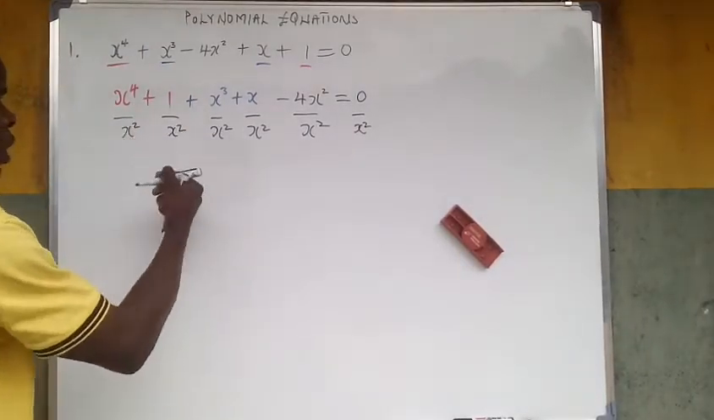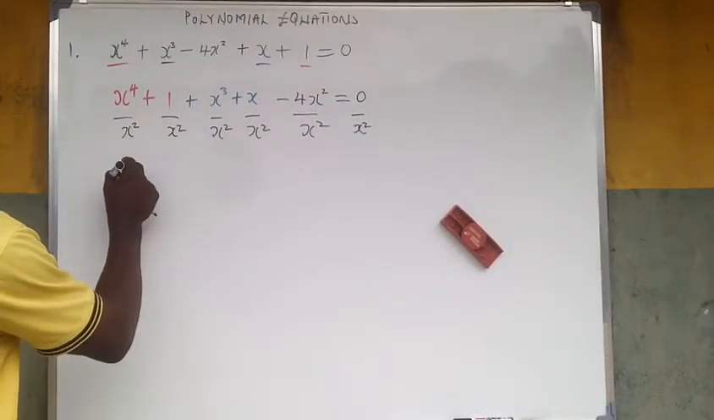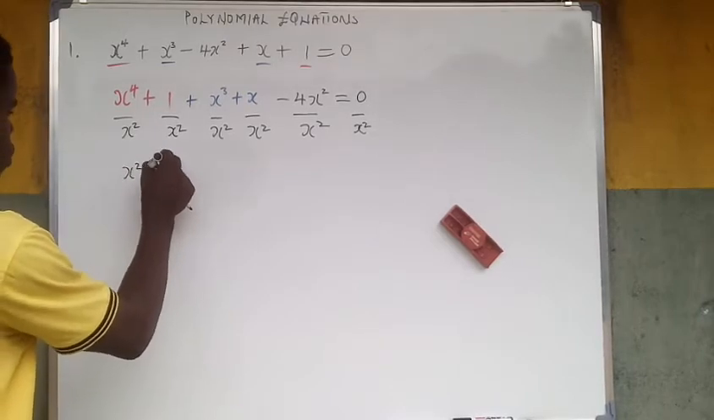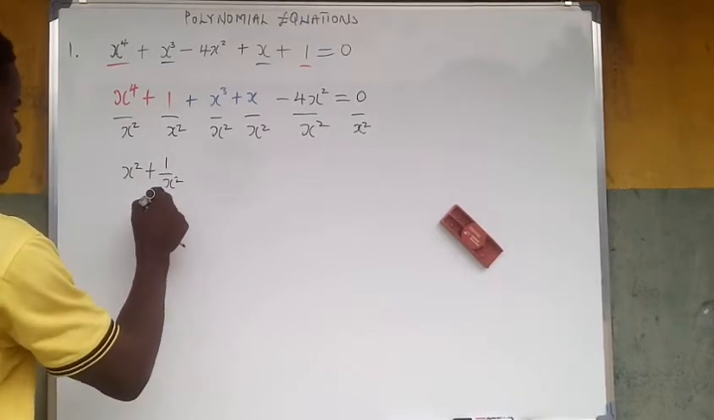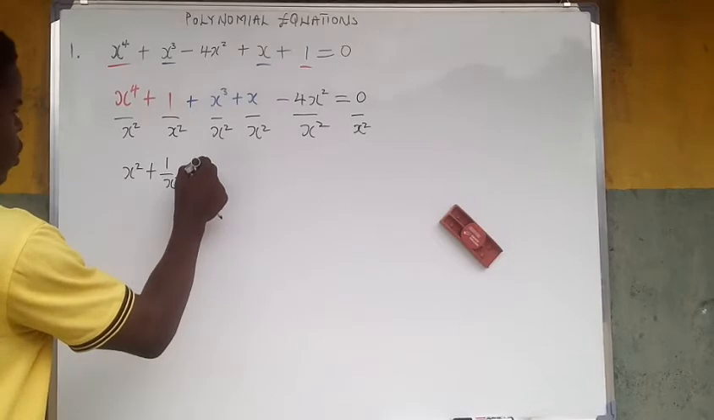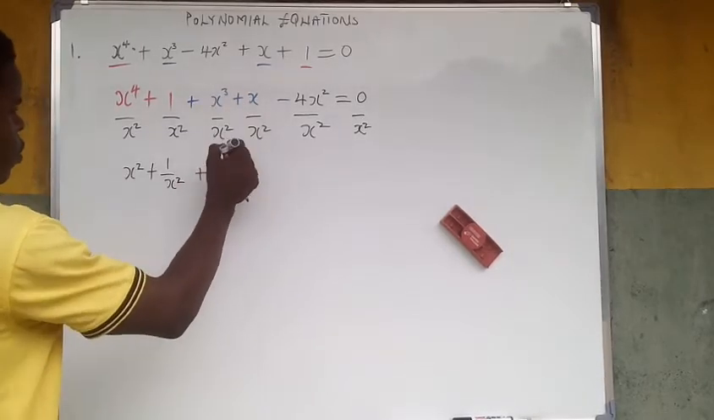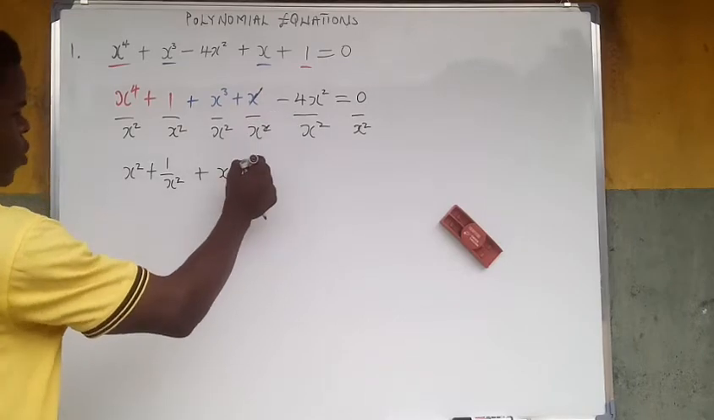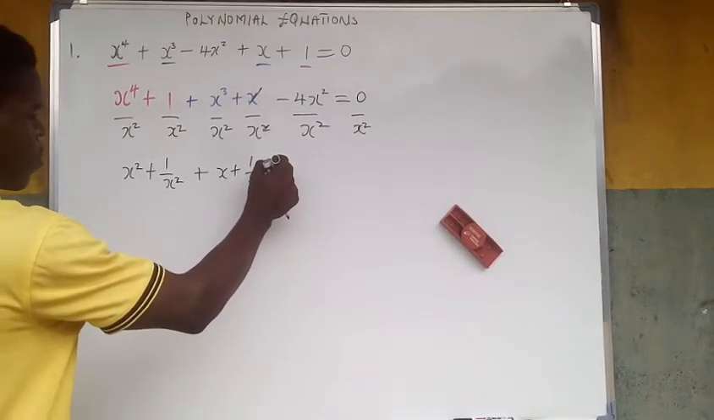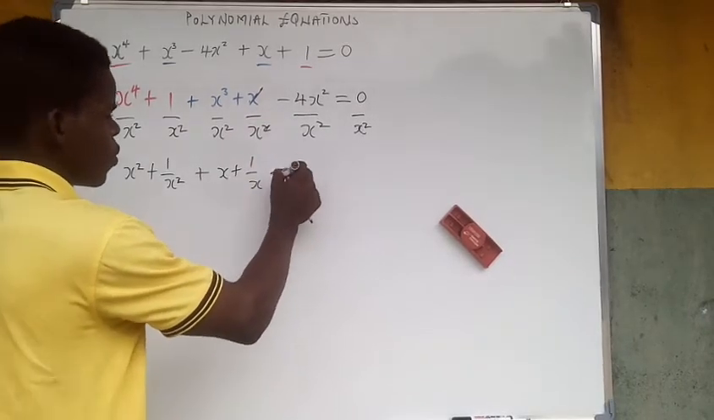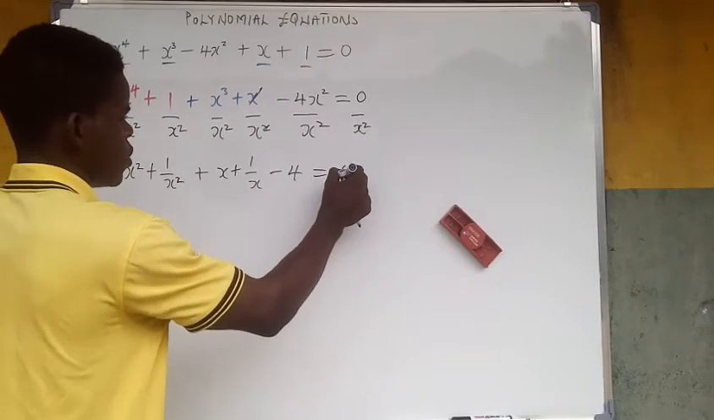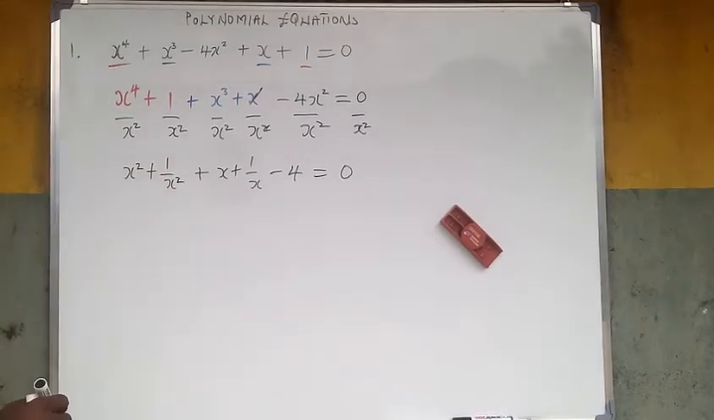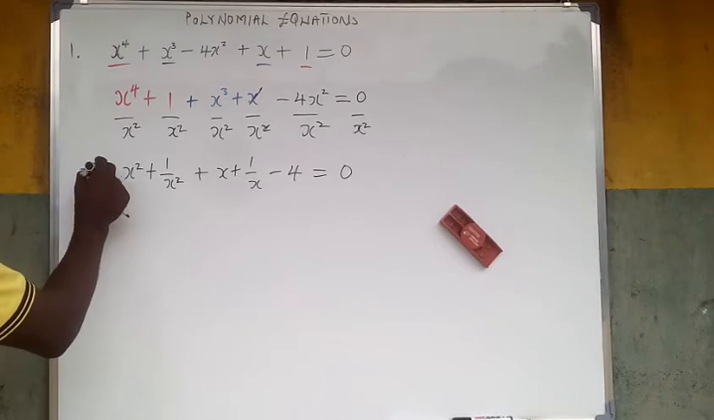Now let's simplify that. That should be x squared plus 1 over x squared plus x plus, this will go with the first power here, so we have 1 over x minus 4 is equal to 0. So this is what we have next.